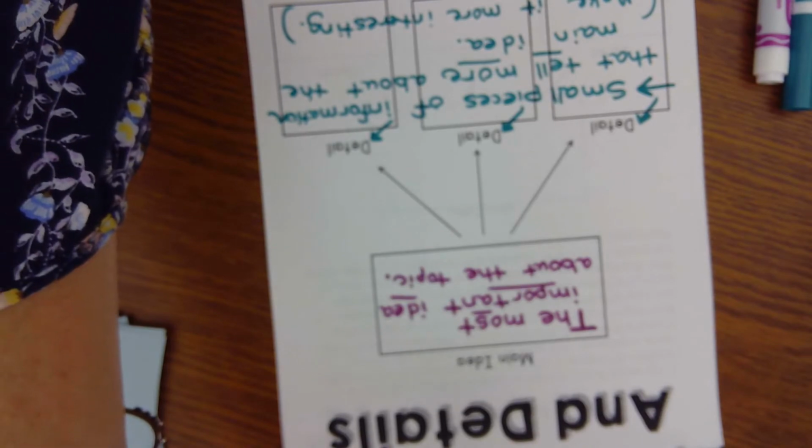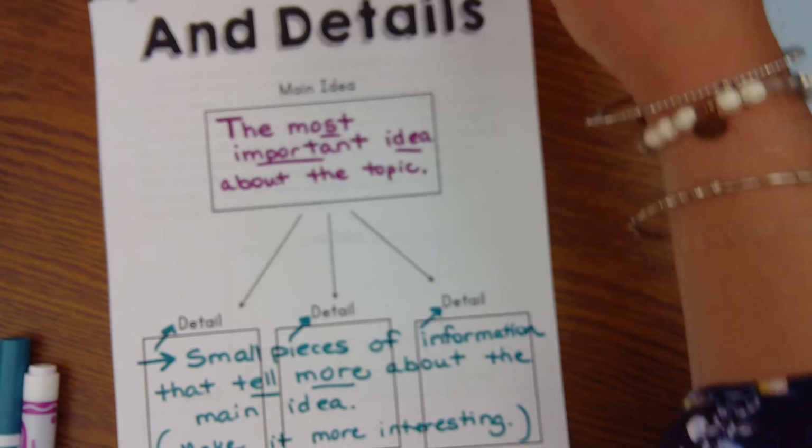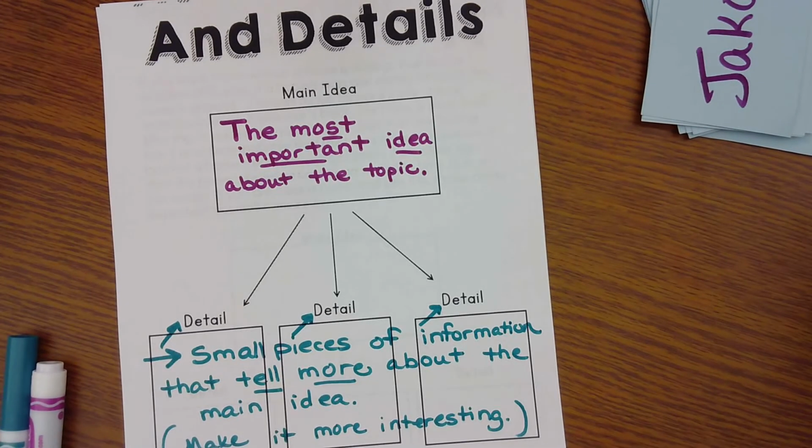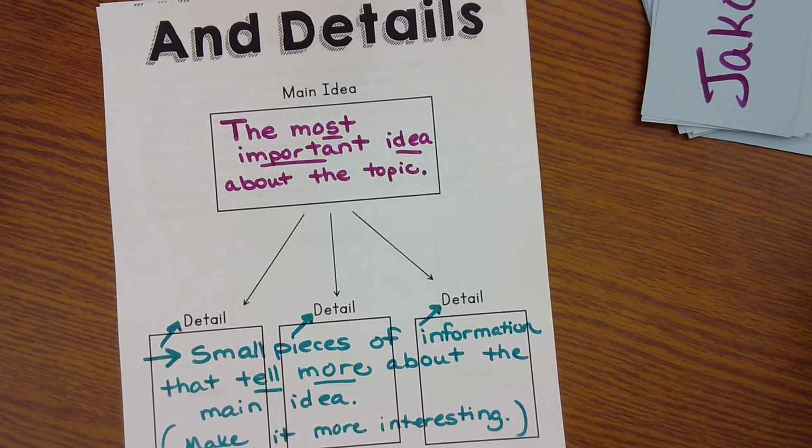I have in front of us a web. A web is a way to organize information, to organize our thoughts. So the box at the top is all by itself because when I'm reading this week, I want to think after I've read, what was the most important idea about the topic? The topic is what the passage or selection could be about. And I'll model that in a minute.